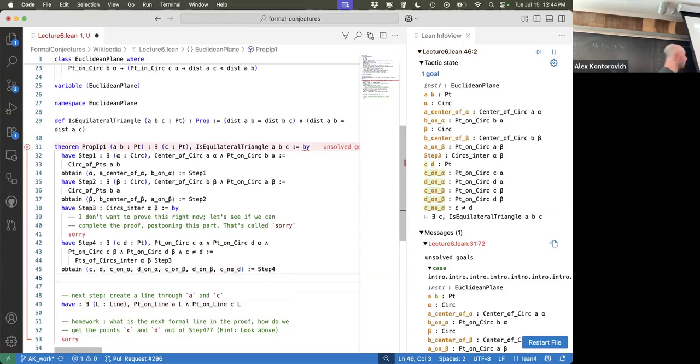And now look at our beautiful goal state. We moved the knight, and now there's a new position of the game board. The new position is we have C and D. And we know that C is on alpha, we know that D is on alpha, C is on beta, D is on beta, and C is not equal to D.